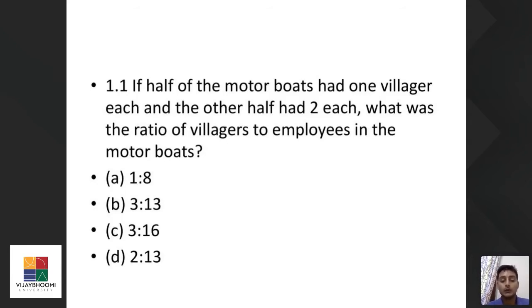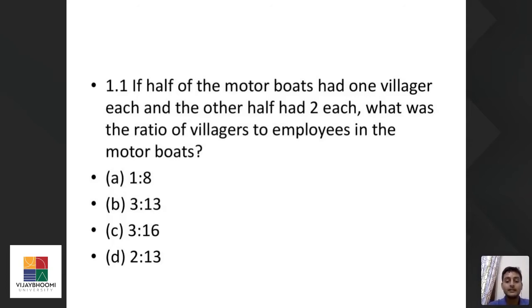what was the ratio of villagers to employees in the motorboats? Okay. So one way to do it is that you calculate there are 8 boats, half at 1 villager each, so 4 villagers, half at 2 villagers each, so 8 villagers, and then the total is 12 villagers. The total people who went on the boats was 64. So 12 are villagers, so employees will be 52. And then you take out the ratio and it comes to 3:13. Right? That's one way to do that.